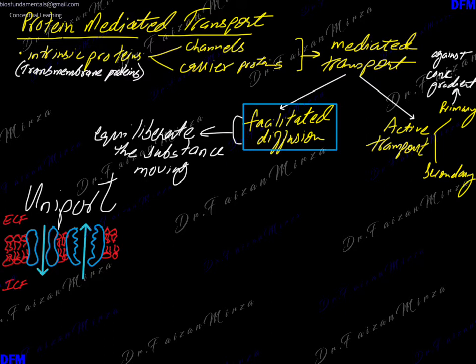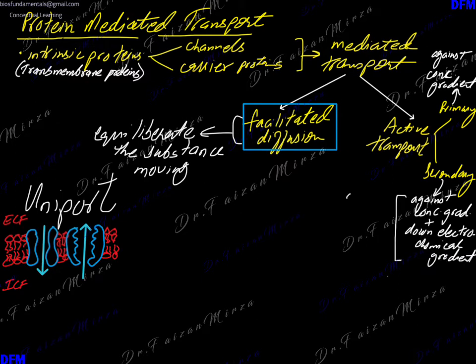Active transport, as you know, is against the concentration gradient. So primary active transport is against the concentration gradient. It makes use of ATP breakdown. And secondary active transport is against the concentration gradient as well, but down the electrochemical gradient. The secondary active transports are the ones where symports actually occur, and antiports also occur here.